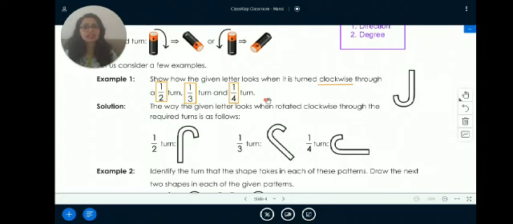Now let's see the clockwise 1/3 turn. We know 1/3 is 120 degrees. So this is my 0 and I want to rotate it by 120. If I start from here, 120 will come somewhere here. Let's see. A 1/3 turn in the clockwise direction. This is how I get it.